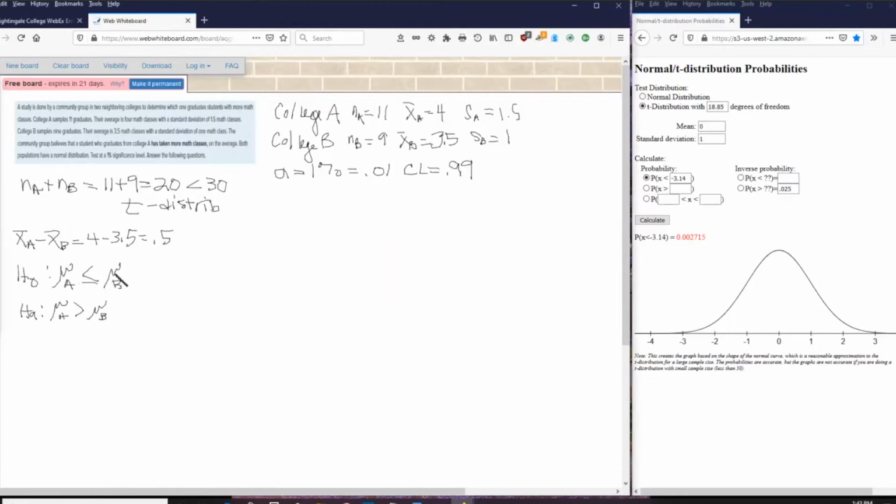Now, if you'll notice, the question says the community group believes that a student who graduates from college A has taken more math classes on the average. So once again, if you remember from last week, whatever the claim is, we will usually make that the alternative hypothesis, and then we make the opposite the null hypothesis, and we determine whether or not to reject based on the sample data.